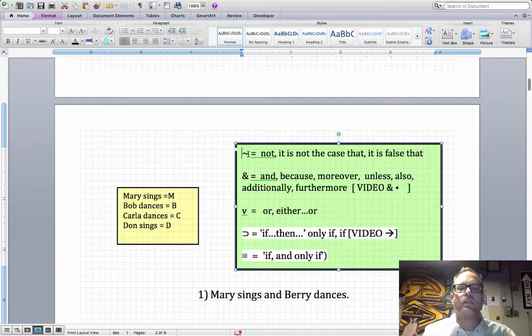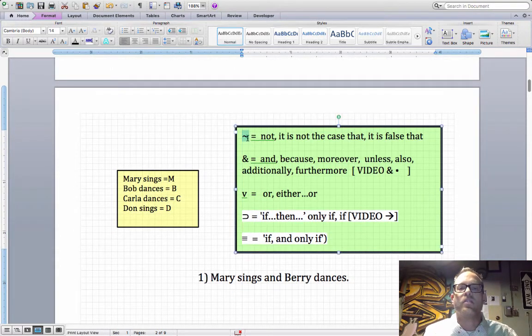Remember, this one's called negation. The name of the mark is a tilde, and it gets translated as not, it is not the case that, it is false that. So this is what the operator is in our formal language, and these are the words in English that correspond to it. So it's kind of like a translation, right?